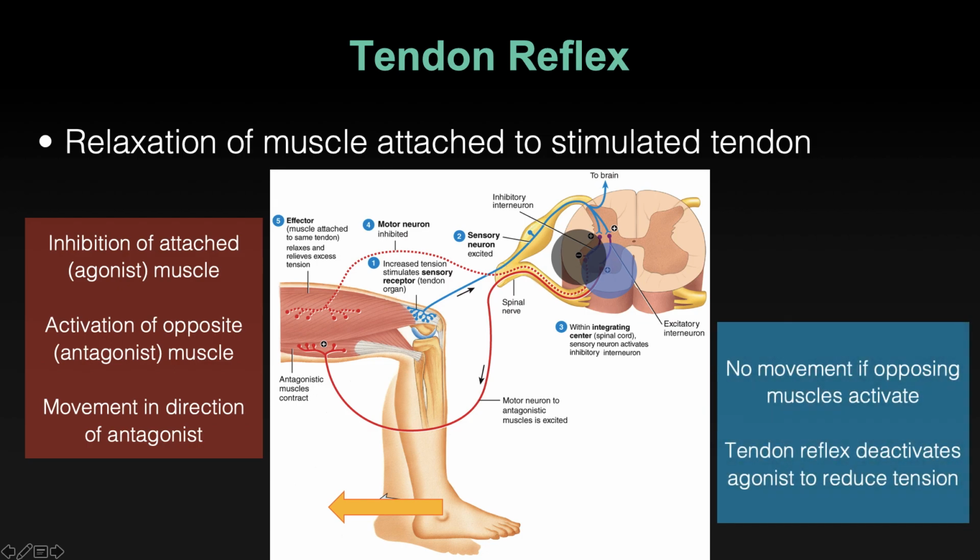Again, we have an example of there's no movement in this case if the opposing muscle activates, so there must be reciprocal inhibition. Points 1 and 2 in the red square describe exactly that. I inhibit the opposing muscle and activate the muscle of interest, which allows me to swing my lower leg and flex my knee.